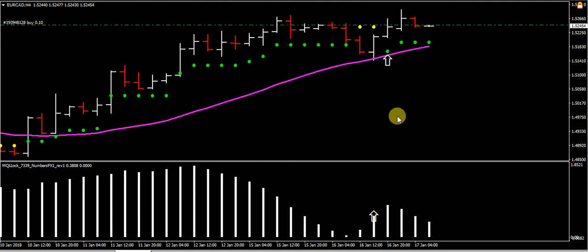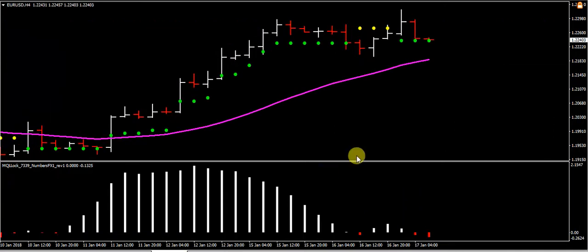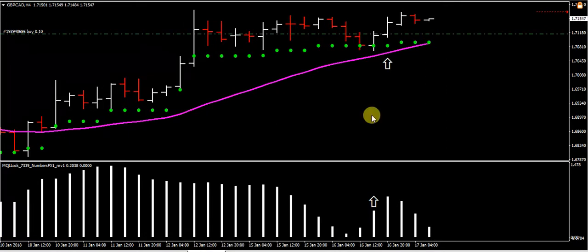EuroCAD, the same, with the pullback, green dots, uptrend. Still got the volume, white volume. So Euro USD, just noticed the moving average is starting to flatten out a little bit here. So just waiting, and you can tell that with the volume, the sentiment of the market. So again, just waiting for some more movement on there.